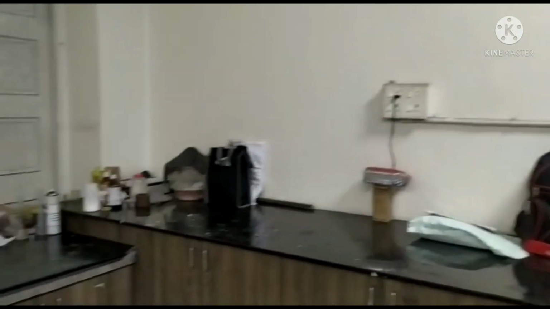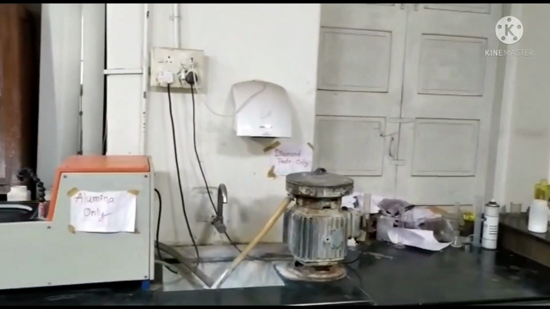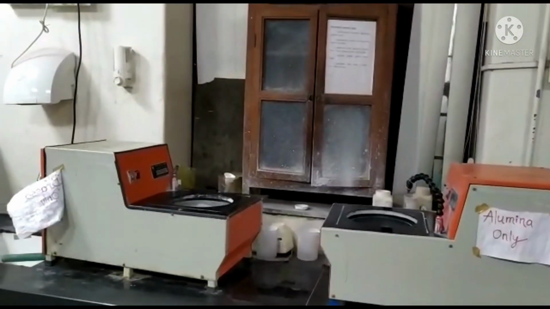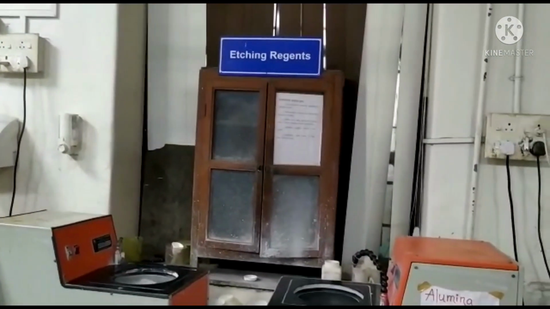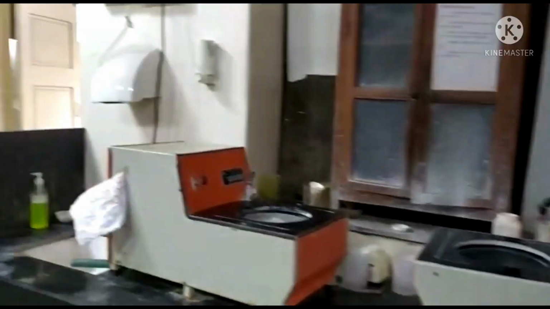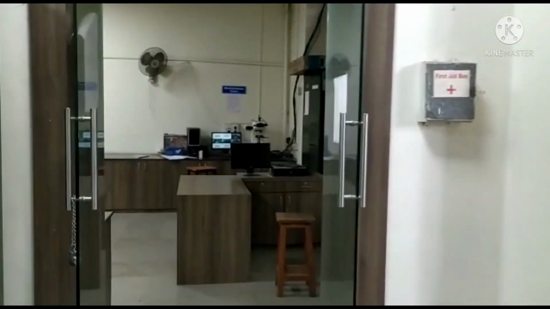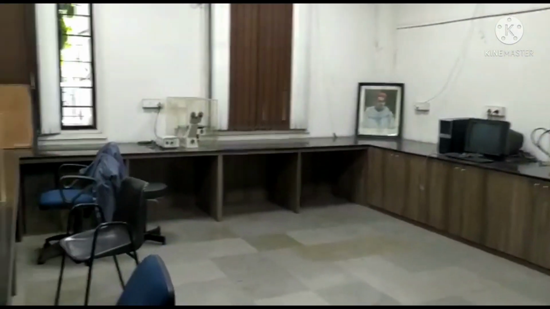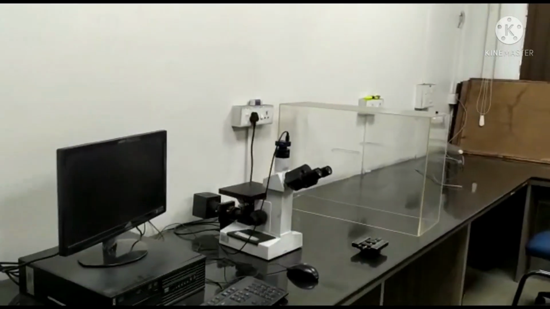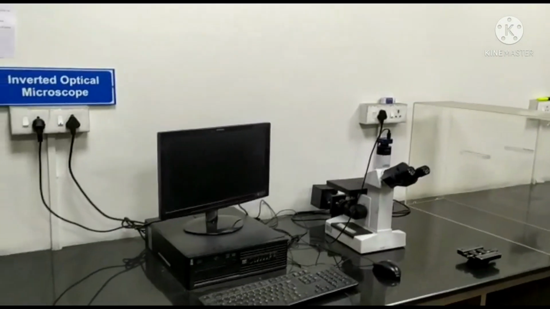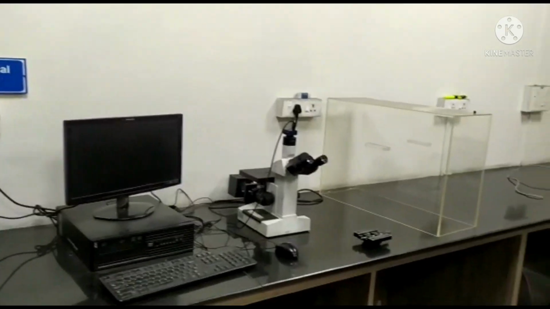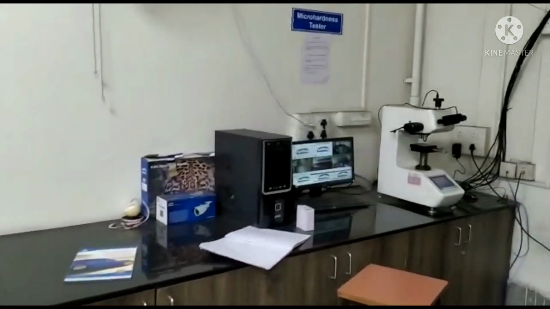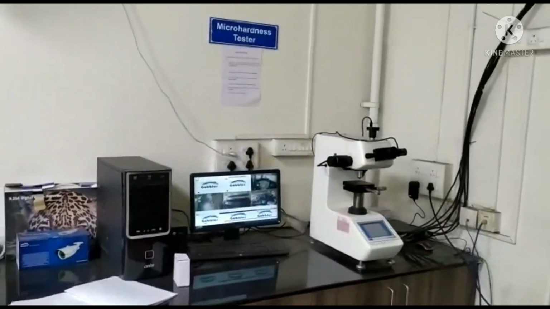In order to process the sample, here are the polishing machines, two polishing machines, and etching reagent are placed. In this other lab, an inverted optical microscope is placed, and this is the micro hardness tester.